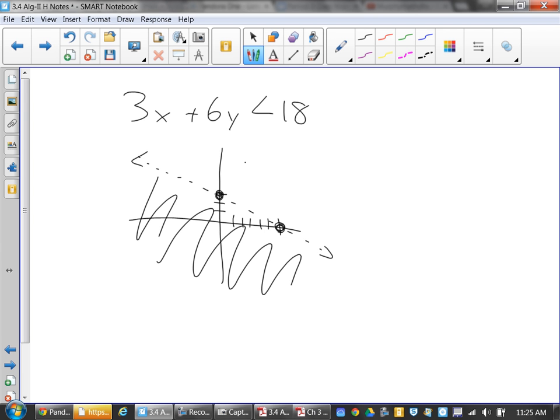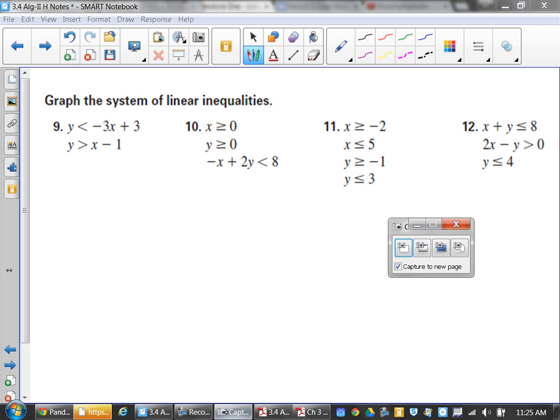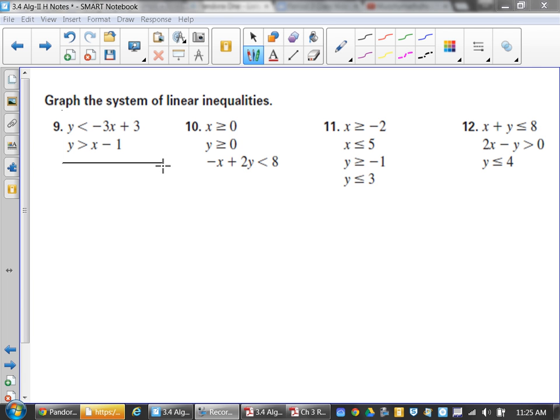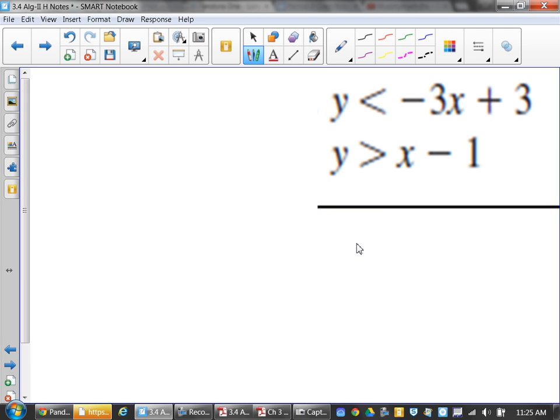Now, the other thing we're going to work with is what's called a system. We're going to put 2 graphs on the same grid, and you're going to look for your shaded overlap. Where do they overlap one another? In this example, I have y is less than 3x plus 3, and y is greater than x minus 1. They're both in slope-intercept form, so do you have to change it? No, just plot the slope-intercept. It doesn't have to be absolutely perfect.